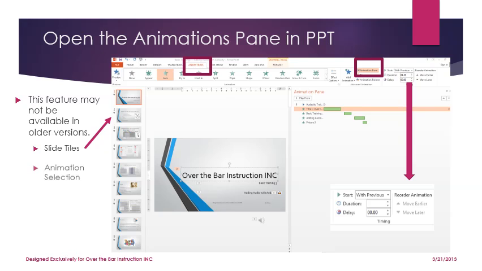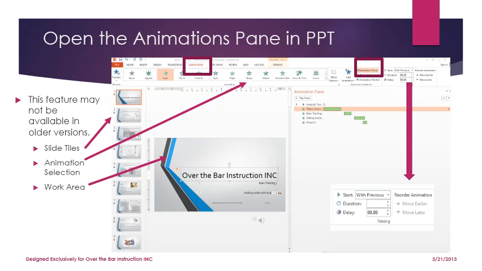The animation section is at the top, and we'll cover more of that on the next slide. Then we have the work area, where you will click on each component to add the animation effects in the order you want them to appear. Finally, we have the animation pane proper, where we have a user-friendly method of ordering and formatting our items on the slide.